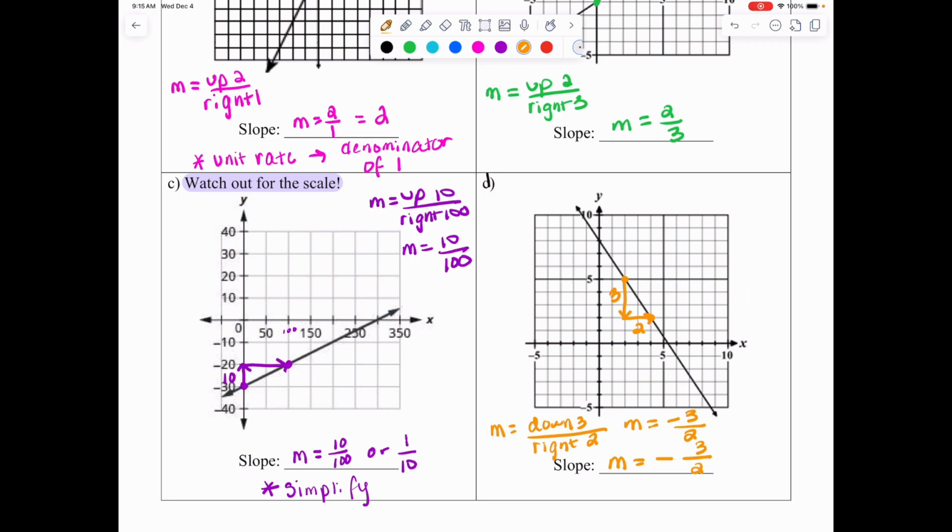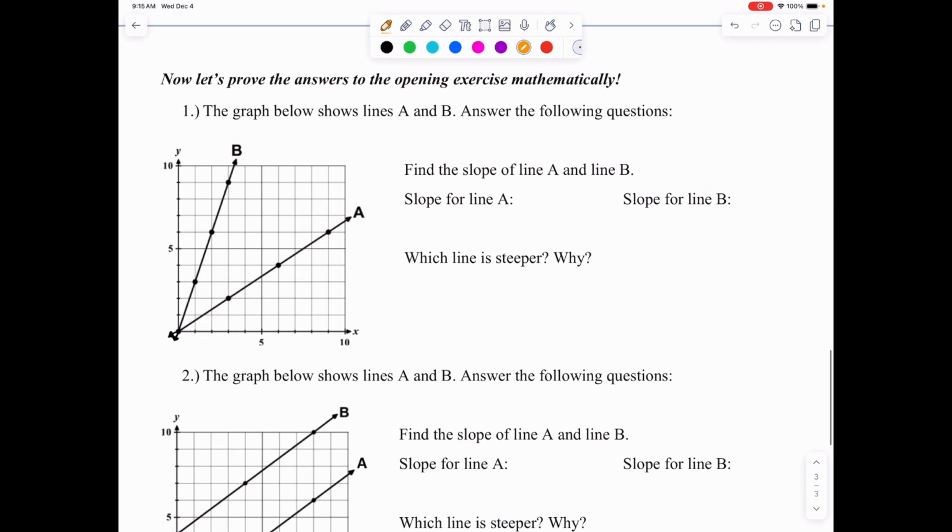So now that we know that we can actually assign a number to how steep the line is by finding what's called the slope, which is rise over run, we're going to revisit our exercises from the opening activity and actually prove why mathematically one is steeper than the other. So we are going to find the slope of line A and line B, okay? We'll start with line A.